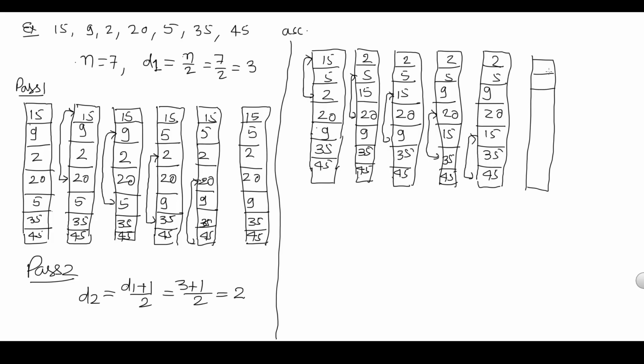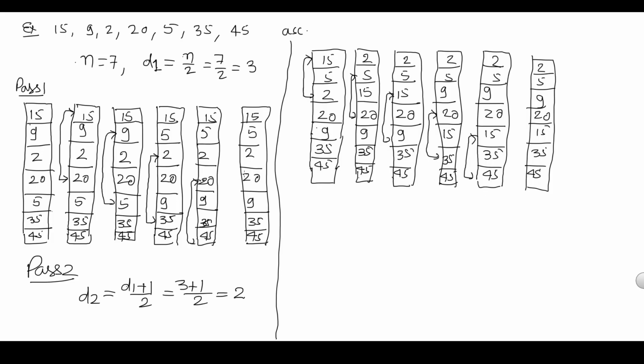That is 2, 5, 9, 20, 15, 35 and 45. Now we will not compare next values because if we increment this by 1 and we want to compare 35, then we are not getting any value in the array.